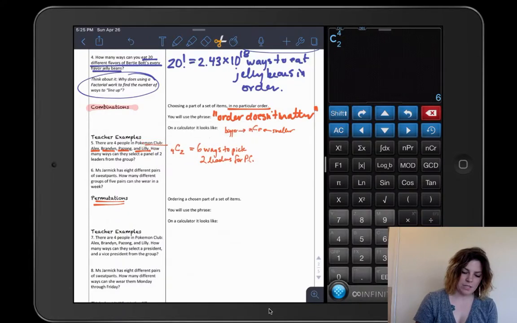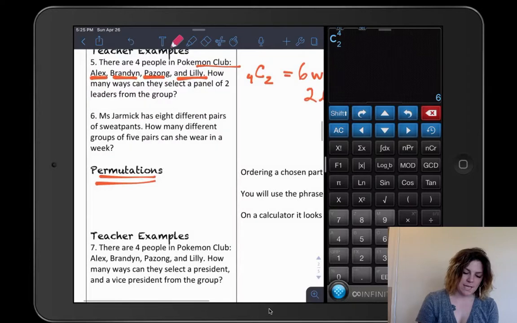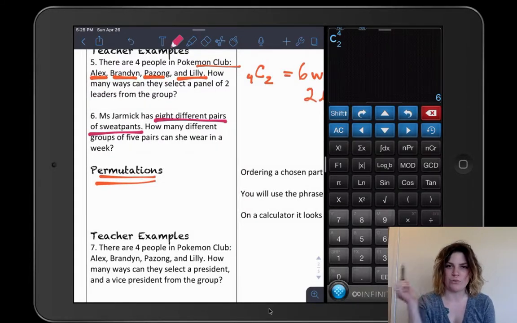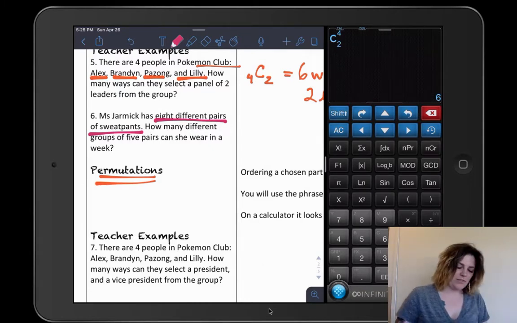Okay, so then let's look at this other question here. It says, Ms. Jarmick has 8 different pairs of sweatpants. That's very true right now for quarantine. Sweatpants all day, every day. I'm really enjoying it. I do miss my skirts and my dresses quite a bit, but sweatpants are pretty comfortable. So I'm living a good life right now. And so it says, how many different groups of 5 pairs can she wear in a week?